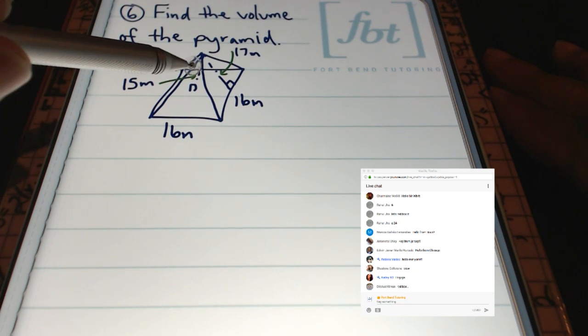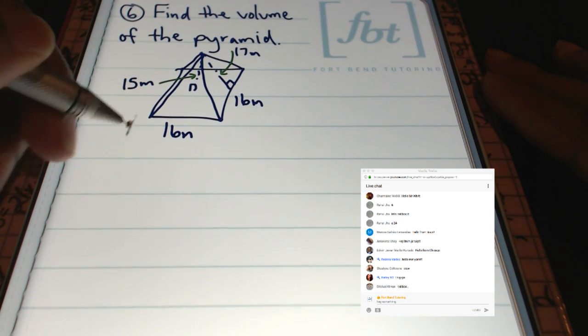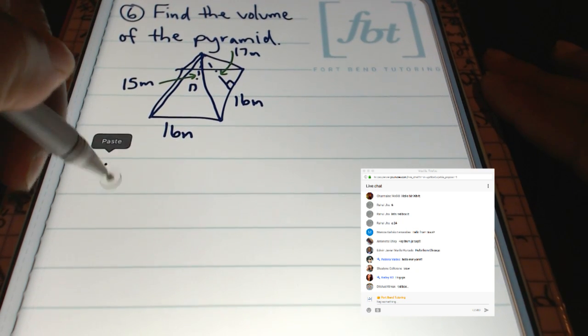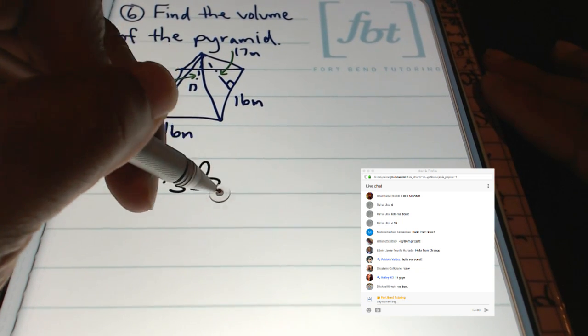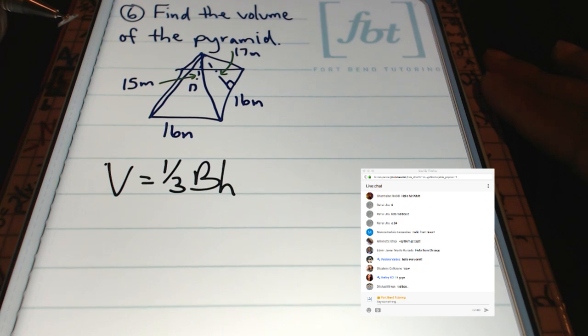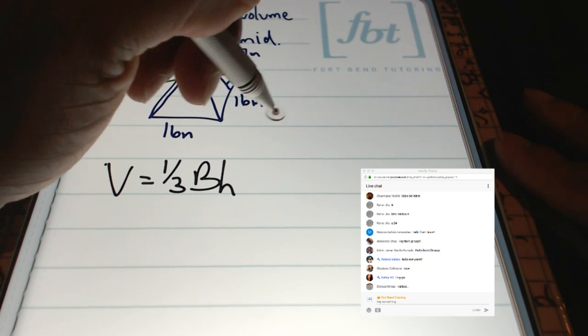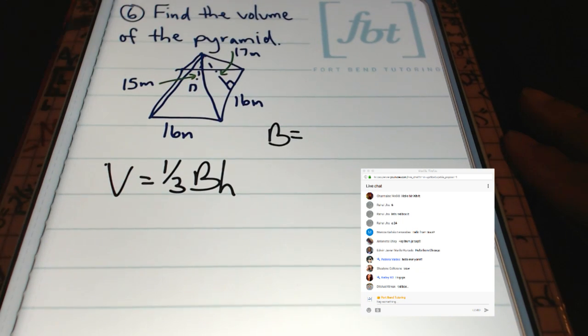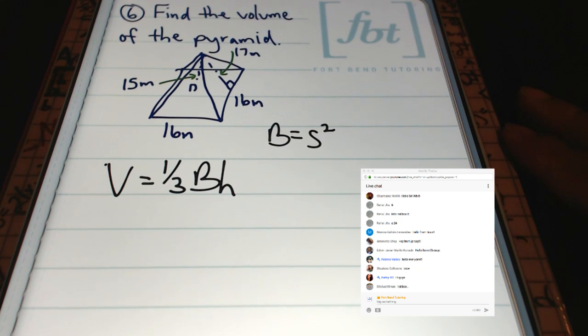And we have a square base. That's right, our base is square. So what do we do with this information? Well, when you're dealing with a pyramid, you need to know that the volume of a pyramid is 1/3 the area of the base times the height of the pyramid. And since our base is a square, the area of our base is going to be the side squared, knowing that the side is 16.